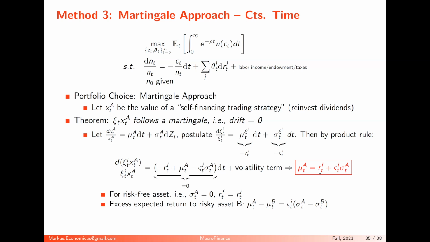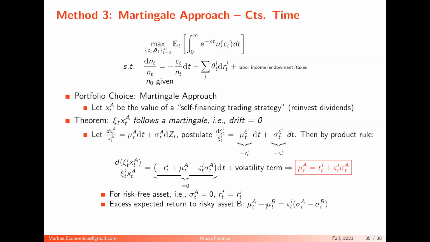If I would like to price asset A relative to asset B, the difference in expected return is equal to the price of risk times the difference in the risk. How much does self-financing portfolio A load on the aggregate dZ term, and relatively, how much does sigma B, the B self-financing trading strategy, load on the dZ term?